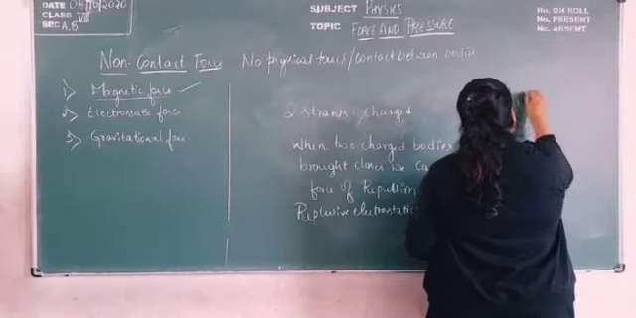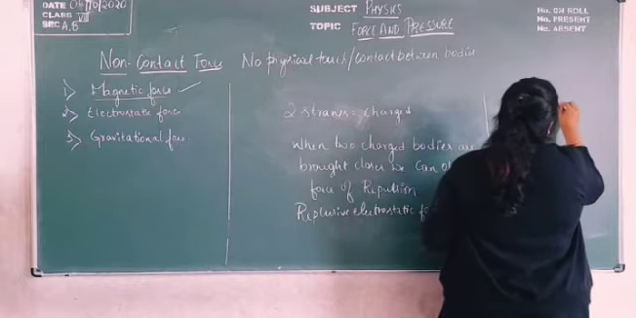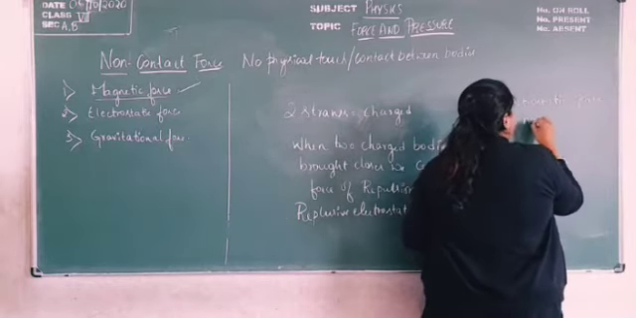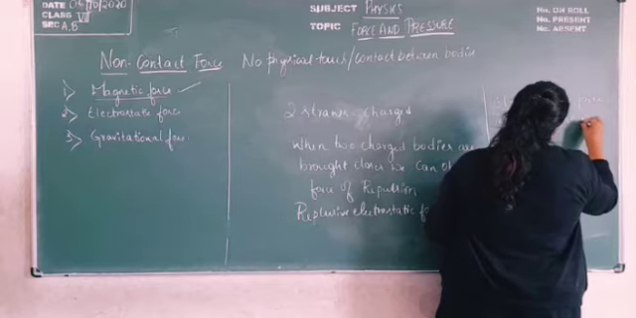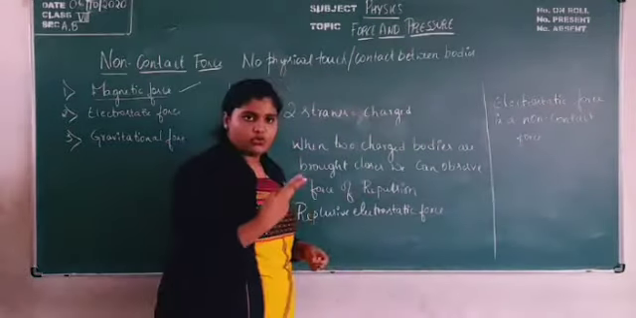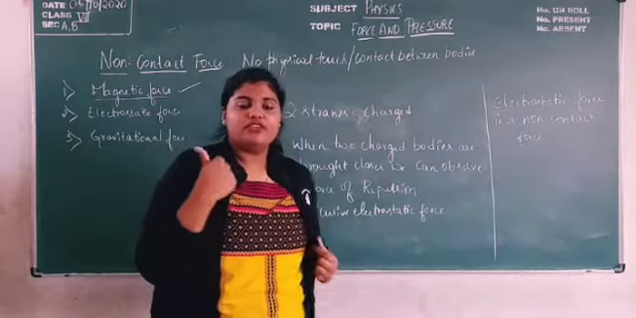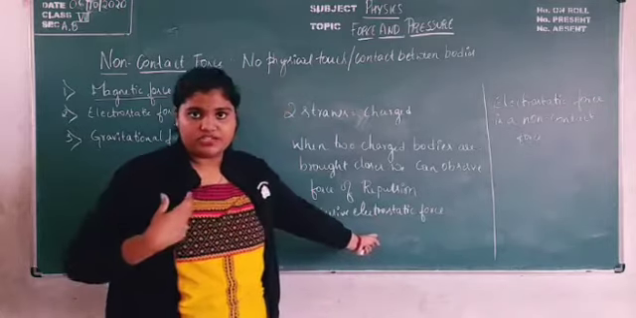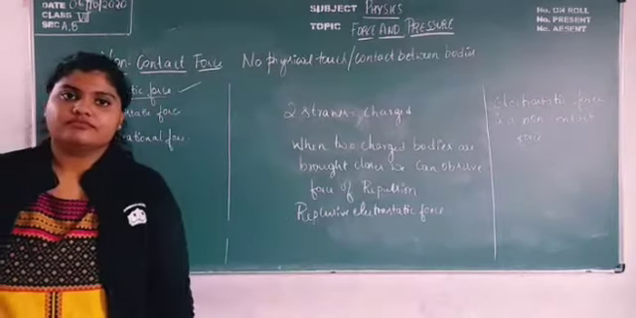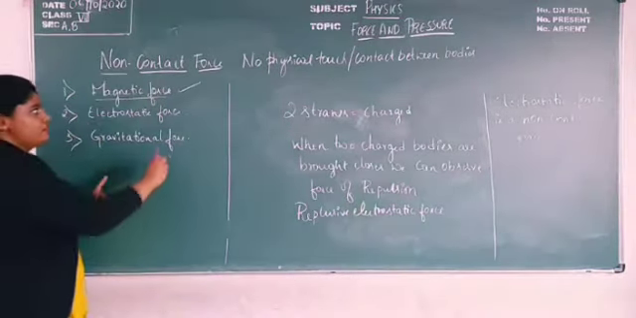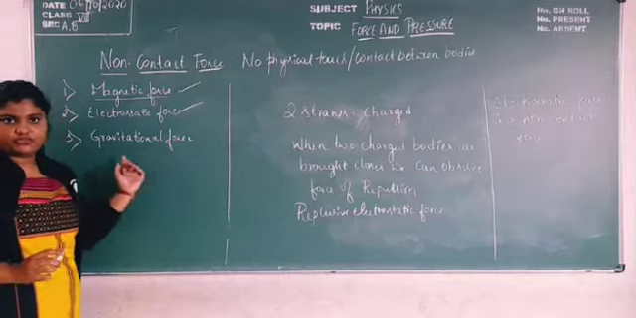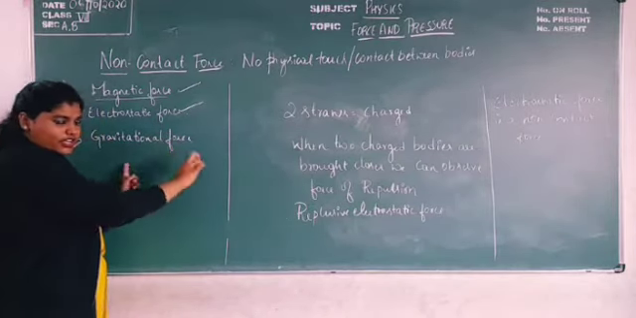So in electrostatic force we saw two types. One was attractive electrostatic force, the other one was repulsive electrostatic force. These are examples of non-contact forces. We just saw electrostatic force. So we are done with magnetic force and electrostatic force. Next is gravitational force. Next we shall see what gravitational force is.